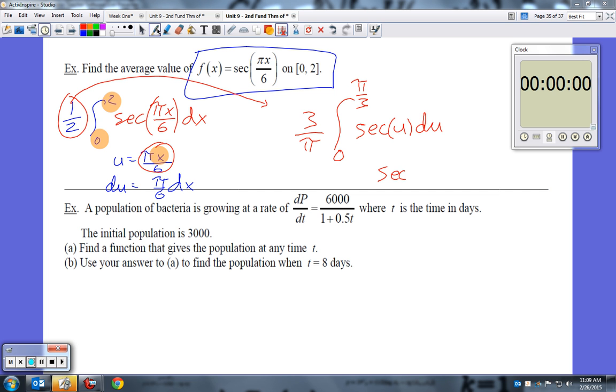So secant u, which is this. Oh, wait. I don't even have to put that in. What am I doing? Don't do that. You already changed it to u. Leave it in u. So secant of u plus tangent of u, evaluated. This is the absolute value, the natural log, evaluated from 0 to pi over 3. And then the 3 over pi is at the outside. A lot of algebra, right? A lot of freaking algebra. No calculator.